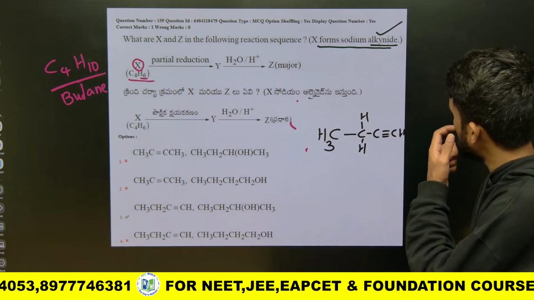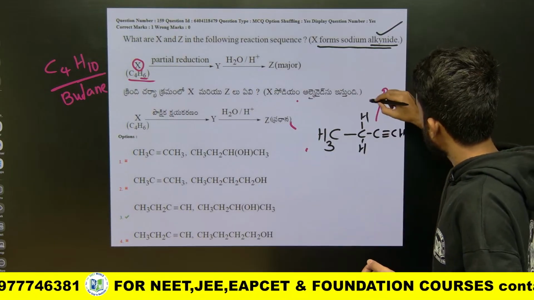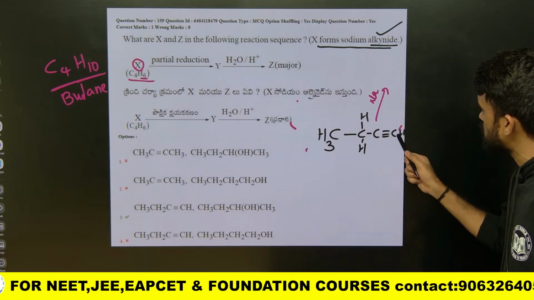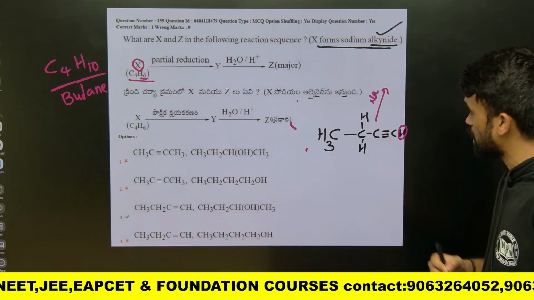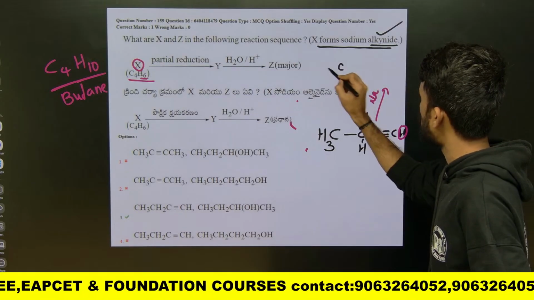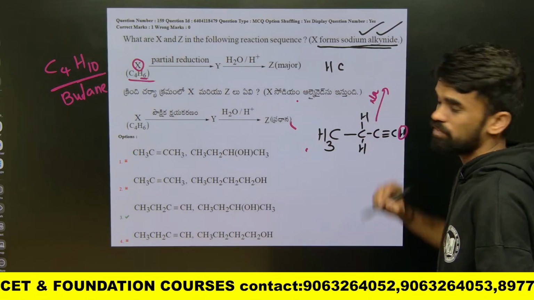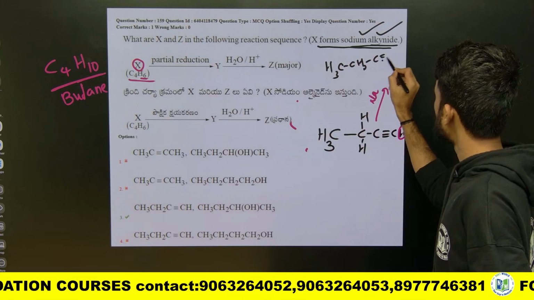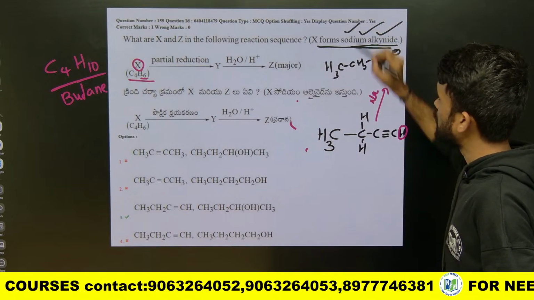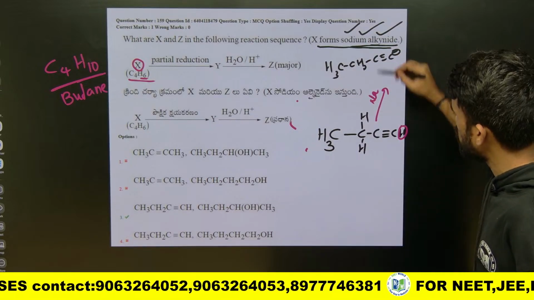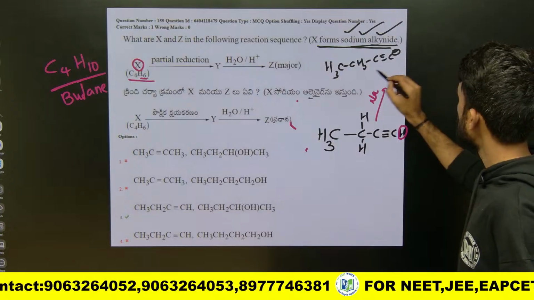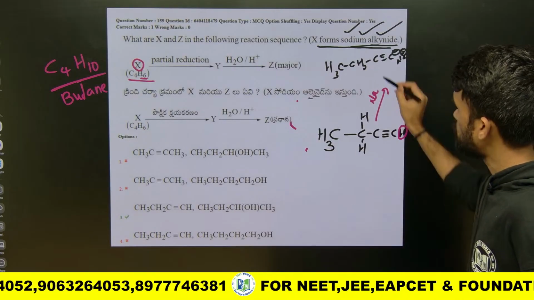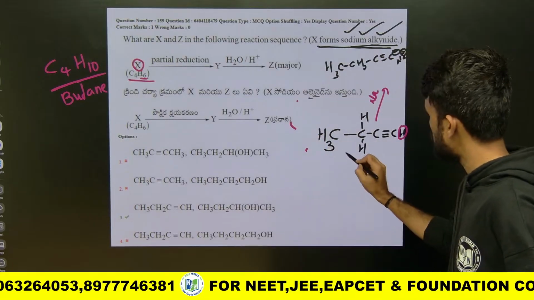Now, upon treating with sodium metal, what happens? It will take this acidic hydrogen, release that acidic proton, and form what they mentioned: CH3, CH2, C triple bond C minus. This is the hint they have given, that's why I am telling you what exactly is forming here. So sodium alkynide is formed. Up to here it is clear, I hope. So this is our X.